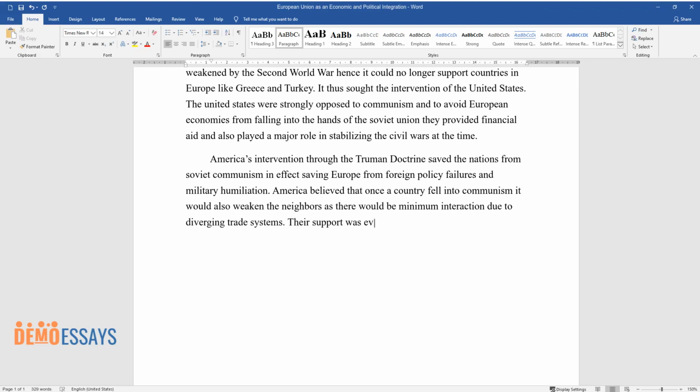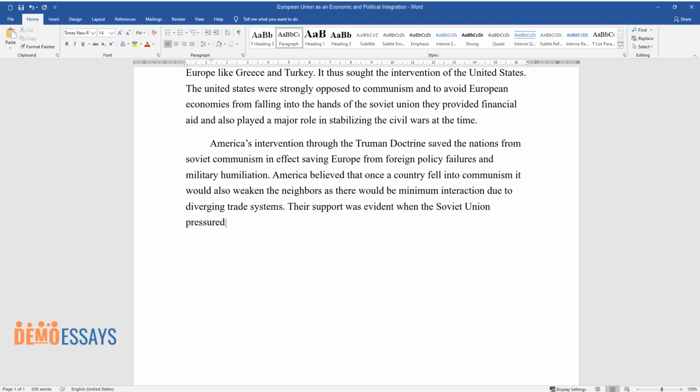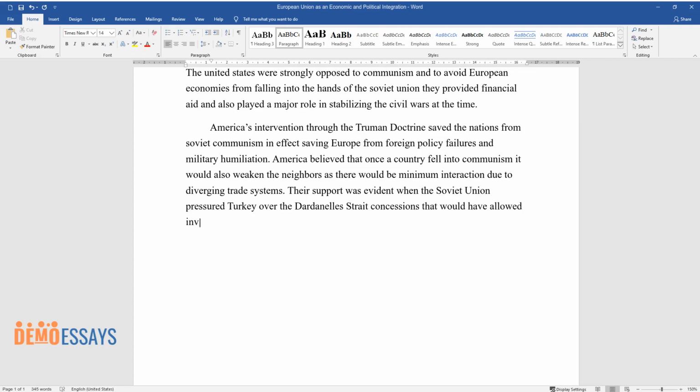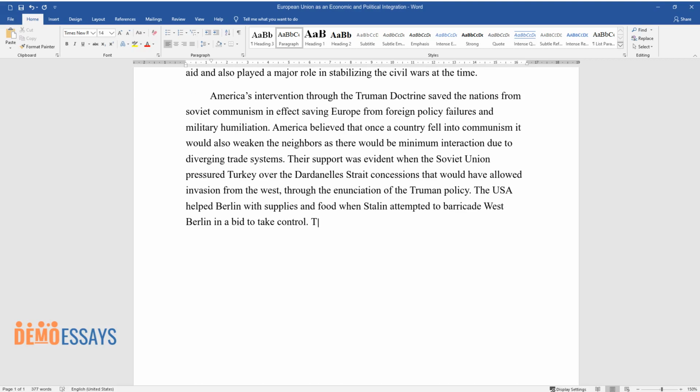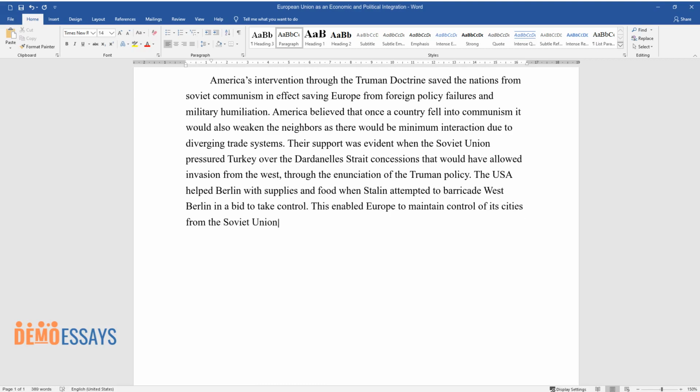Their support was evident when the Soviet Union pressured Turkey over the Dardanelles Strait concessions that would have allowed invasion from the West, through the enunciation of the Truman policy. The USA helped Berlin with supplies and food when Stalin attempted to barricade West Berlin in a bid to take control. This enabled Europe to maintain control of its cities from the Soviet Union.